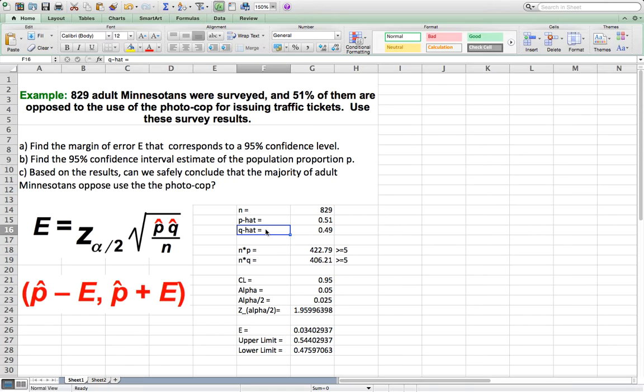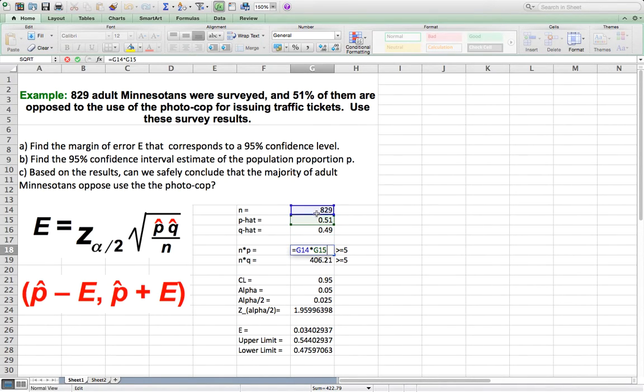Now we need to calculate q hat. Pay attention, when you calculate q hat, you use Excel to do the job. Notice the formula is 1 minus p hat. Since your p hat is in cell G15, so equal 1 minus G15. I hit enter, so the q hat is 0.49. Now I calculate the sample size multiplied by p hat, simply using Excel, which is G14 multiplied by G15. The result is 422, greater than or equal to 5.